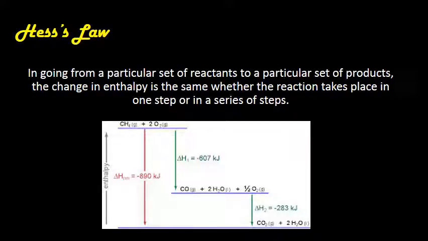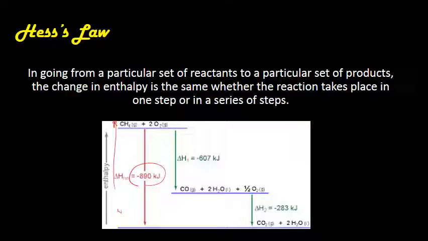Now we are ready for the official definition of Hess's Law. Here we go. In going from a particular set of reactants to a particular set of products, the change in enthalpy is the same whether the reaction takes place in one step or in a series of steps. So, if we go from here, all the way down to here, the change in enthalpy is negative 890 kilojoules. Do you remember if that's exothermic or endothermic?